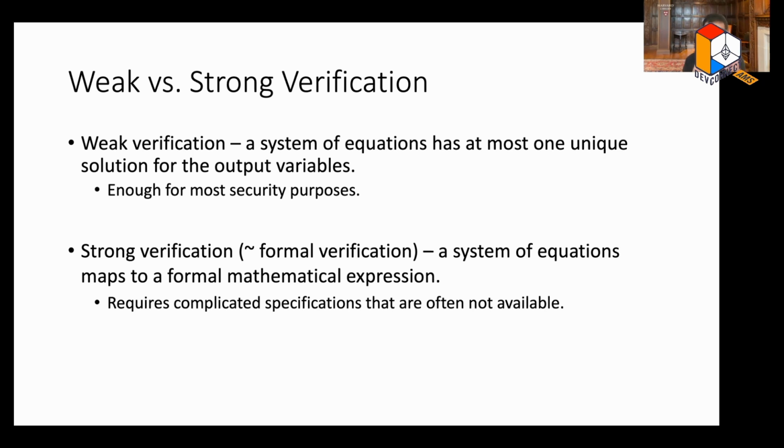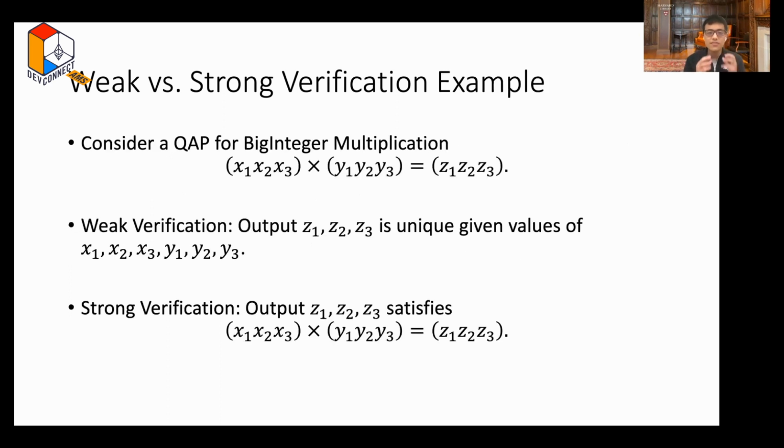And this often requires complicated specifications for what that expression exactly is, which often are not available. To give a very specific example, say that we had a QAP for big integer multiplication. This is a relatively complicated QAP. So this big integer multiplication corresponds to x1, x2, x3 times y1, y2, y3 equals z1, z2, z3.